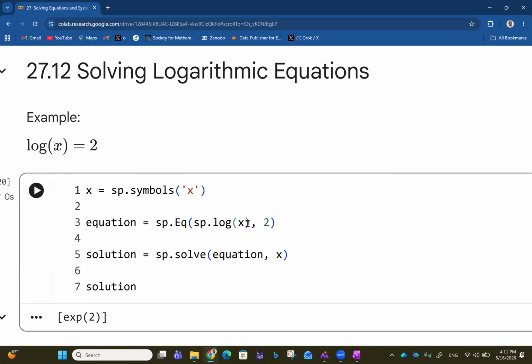Of course, you declare a symbol, you have the equation. Of course, log comes from SymPy and Eq comes from SymPy. Then you solve, which is also a function from SymPy, and you solve with respect to x, you get the exponent of 2.